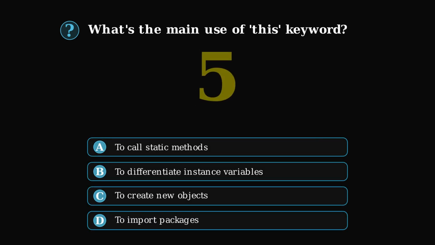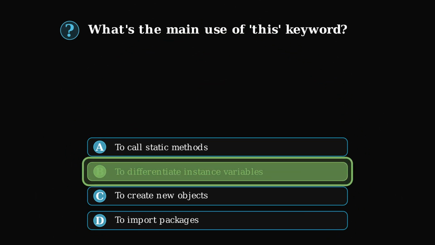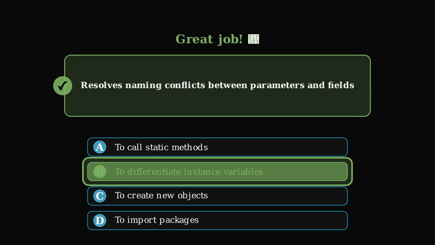What's the main use of this keyword? Which one is correct? The correct answer is resolves naming conflicts between parameters and fields.